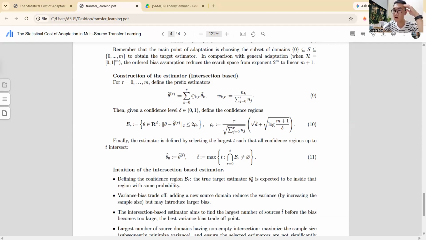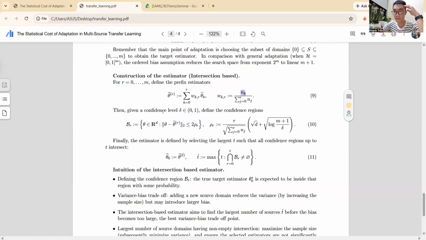So the prefix estimator is constructed by the weighted sum of the theta tilde k. The weight is defined by the ratio between the sample size of that domain relative to the total sample size of all the domains in that set.